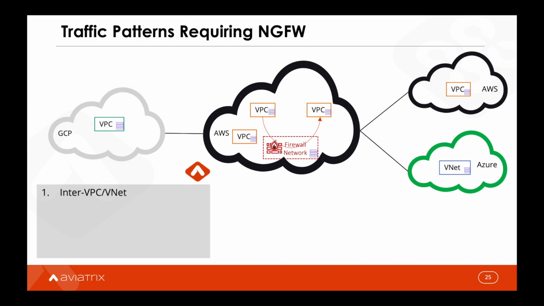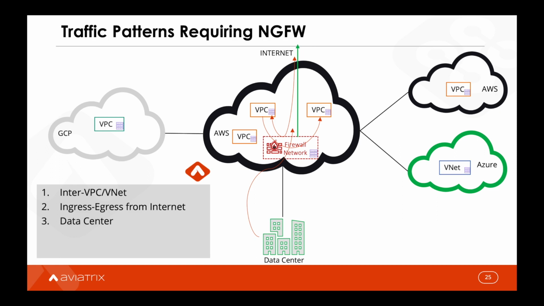Now let's talk about the different traffic patterns that might require a next-gen firewall. There might be a need to inspect traffic for applications that need to cross boundaries of VPCs, VNets, or VCNs. For apps that require ingress access from the internet or egress access out to the internet, then you might need to inspect their traffic as well.